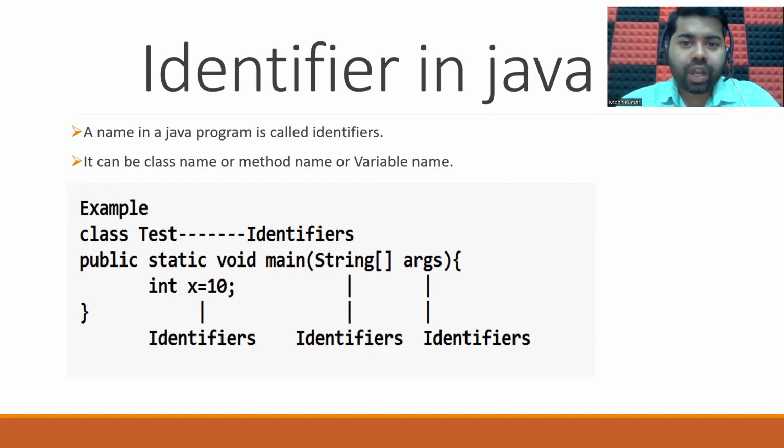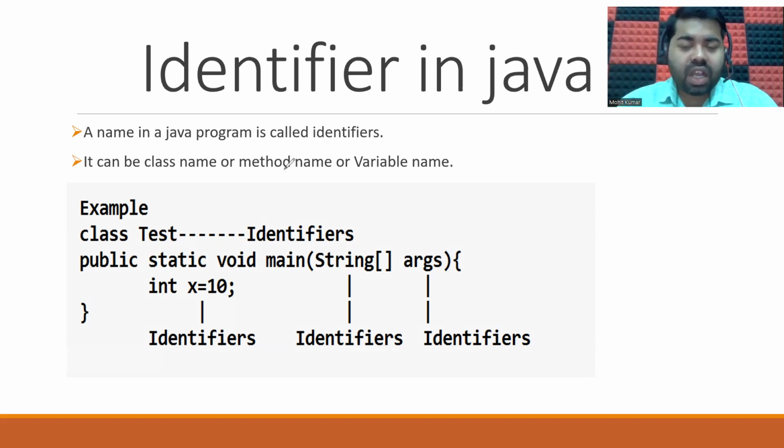So in this video guys, we will discuss identifier in Java. So what is the identifier? Okay, so this is very important guys. When you are writing the code, we are doing some silly mistakes and we are not able to find why this error is coming and all. Okay, so what is identifier? A name in Java program is called identifier. What is this name? It can be class name, method name or variable name.